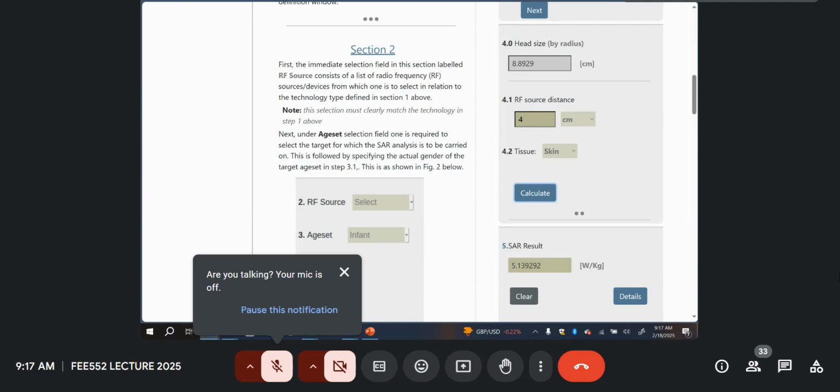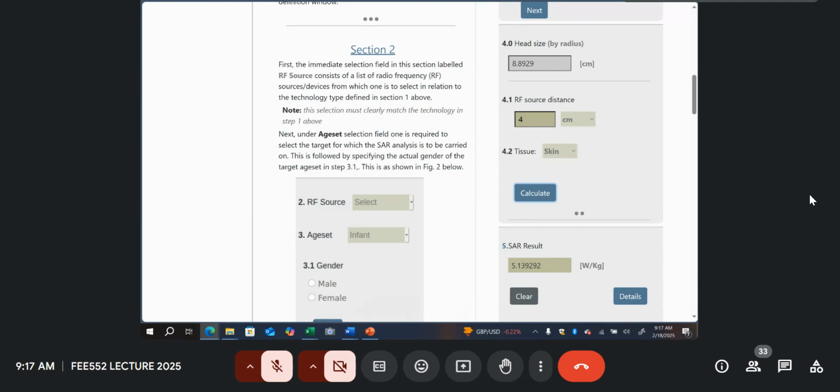Okay, so those are some of the things we are going to learn, and this is important. Anyway, either way, you can see that if you're only centimeters from that microwave oven, it's really dangerous because the standard says it should not go beyond 2 watts per kilogram. Here it is 5.